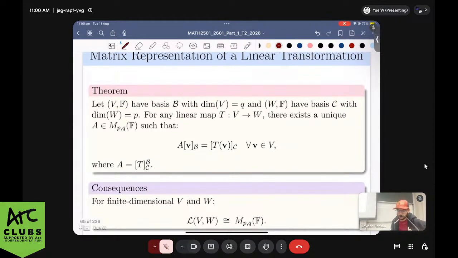Okay, matrix representation. So any linear map has a representation in terms of a matrix.